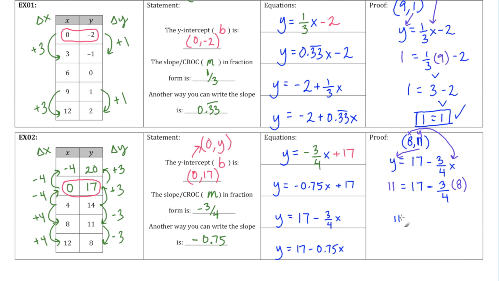So the next line is 11 equals 17. A negative times a positive is a negative. 3 times 8 is 24. 24 divided by 4 is 6. And 17 minus 6 is 11.